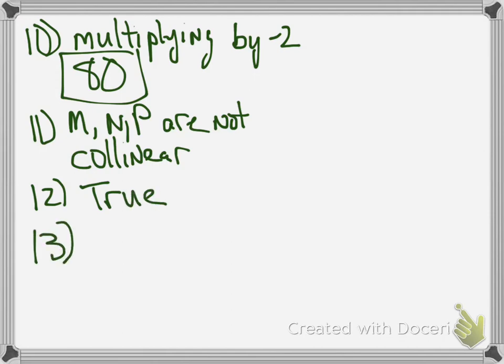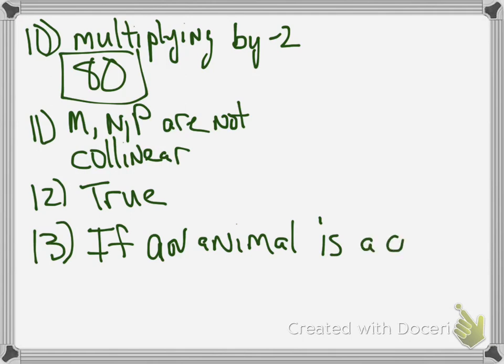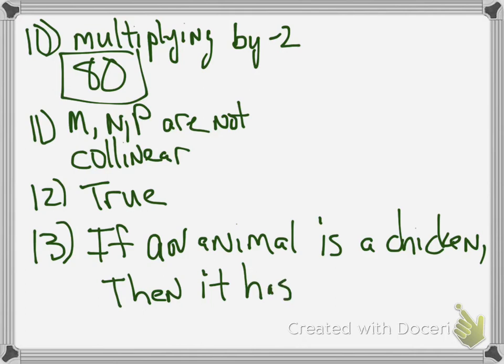Alright, number 13. Write the statement in if-then form. If an animal is a chicken, then it has 2 wings. That's all it is. If an animal is a chicken, then it has 2 wings. There we go, and then you're done. So again, you should know how to put things into if-then statements.